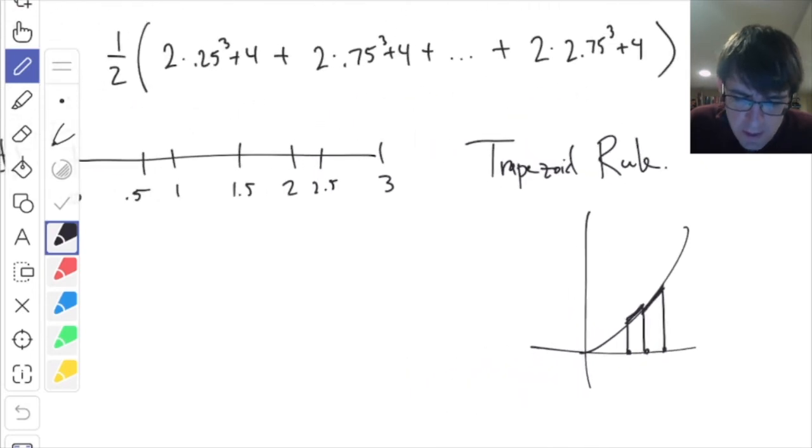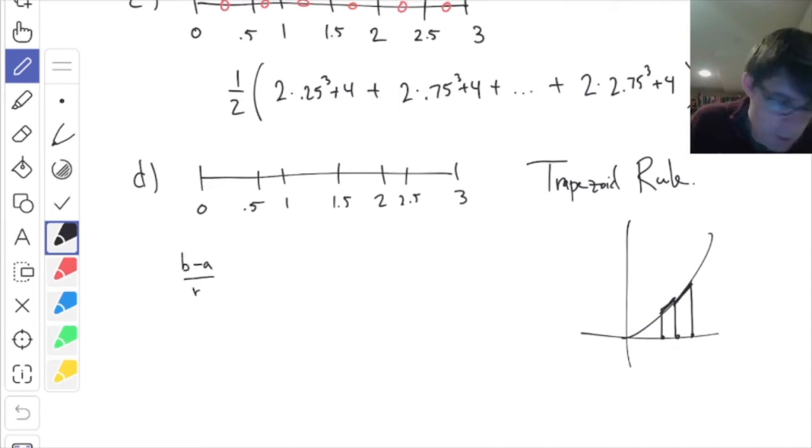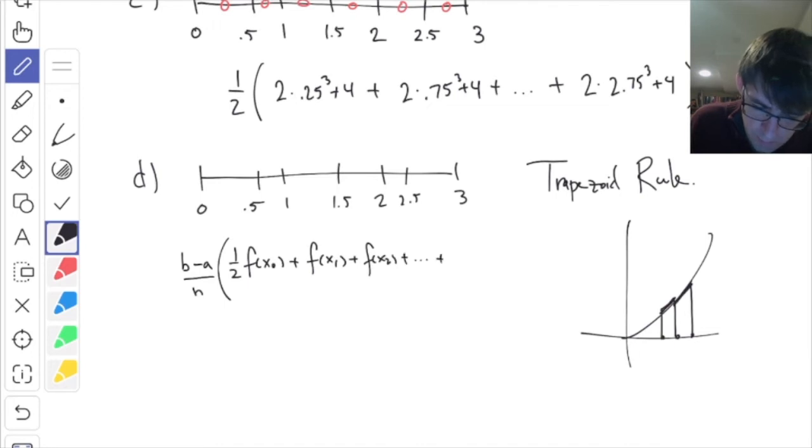Anyway, there is a special formula to use for the trapezoid rule, and this you just have to remember. Here it is. I will refresh your memory. You do b minus a over n, and then 1/2 f of x0. I'll tell you what I mean by this in a moment. Then f of x1 plus f of x2 plus blah, blah, blah, f of xn minus 1 plus 1/2 f of xn.